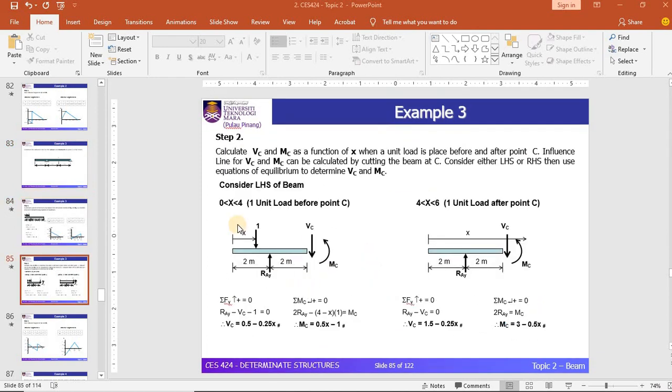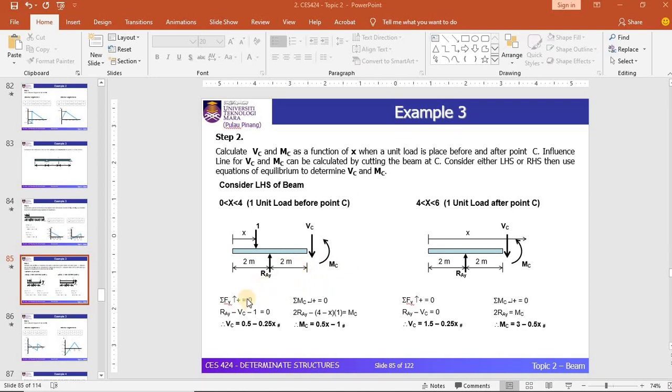Based on this free body diagram, you can see that we have two ranges, which are 0 to 4, and 4 to 6, which is before and after point C. Let's look at before point C, which is the range 0 to 4. Here we have one unit load in this range, where the one unit load is measured a distance x from this free end, and we have VC and MC, the internal shear force and the internal moment.